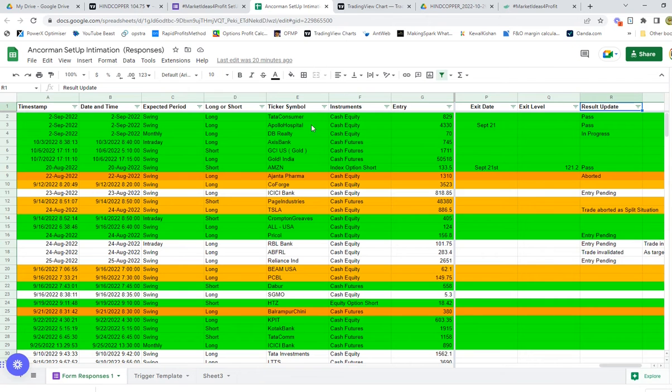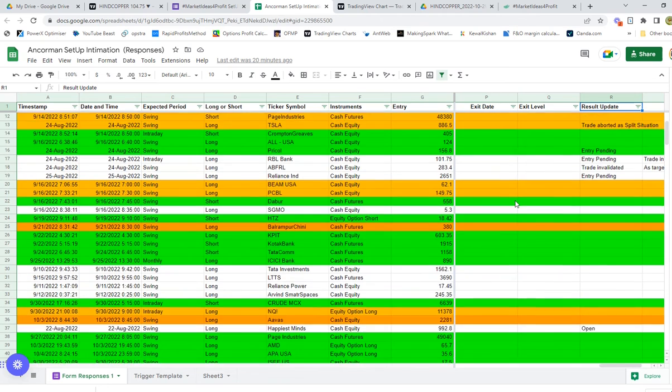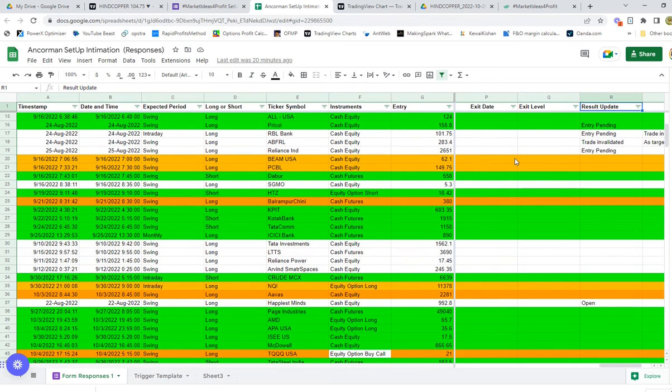So I then decided to give it a color, and green, orange and red are the three colors that I use. Green being a successful chart, orange being a trade that got aborted at cost. So we got into the trade and then the price dropped below the entry price, but when the price we entered and the price traveled, then we bring our stop loss to cost.